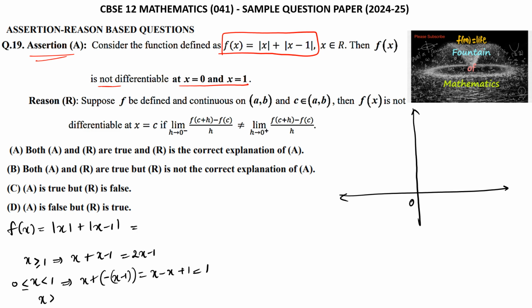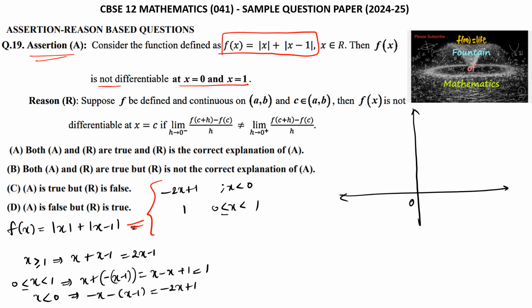And whenever x is less than 0, both are negative. So minus x minus of x minus 1, which is negative 2x plus 1. So we can define the function as: whenever x is less than 0, the graph is minus 2x plus 1, and when x lies between 0 and 1, it's a constant function 1, and when x is greater than or equal to 1, the graph is 2x minus 1.